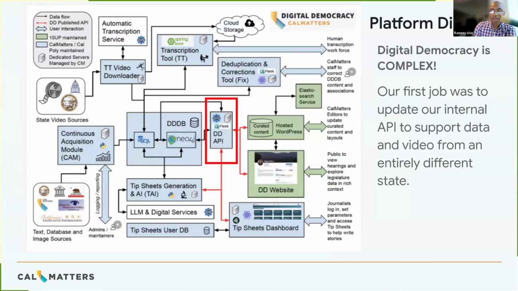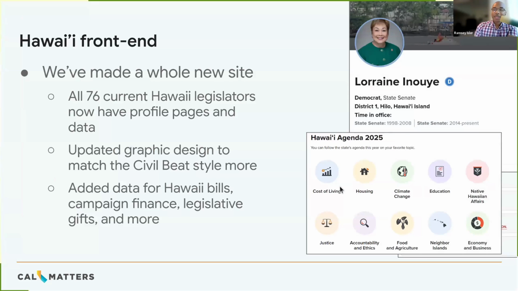First, we have to talk about how we built this thing, and it is complicated. This architecture diagram might resemble a Tokyo subway map, but it's actually quite representative of how complex our platform is. So for Hawaii, the first step was updating the internal API that sits in the middle of this. You can see that highlighted in red there. Then we had to update the front end.